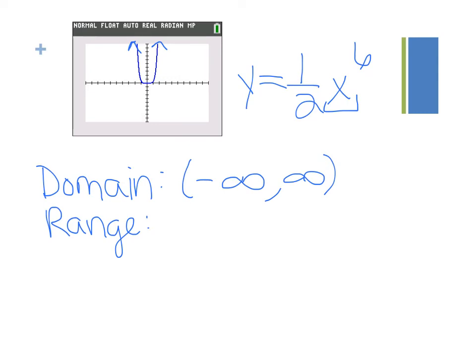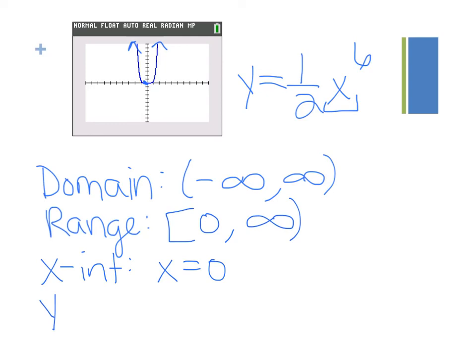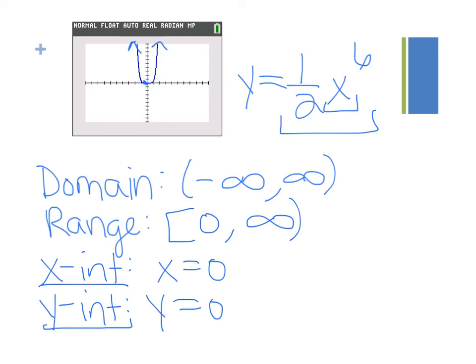My range, however, because my minimum is at 0, 0 here, I have a minimum at 0, 0, so my range is going to go from 0 to infinity. My x-intercept is at x equals 0. My y-intercept is at y equals 0. Again, I could find the x-intercept by plugging in 0 for y and the y-intercept by plugging in 0 for x.